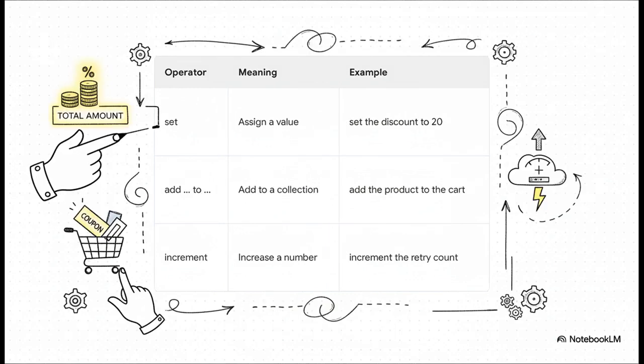So after all our checking and comparing and calculating, we have to actually do something. That is the job of the assignment operators. These are the action words. They set a value, like a discount. They add an item to a list, like a product to a cart. They are the verbs that actually make changes to the data.